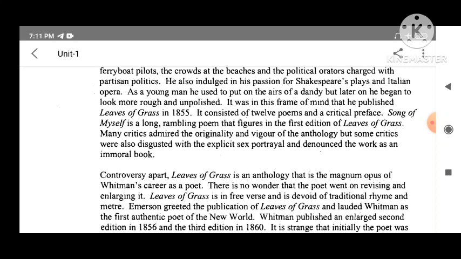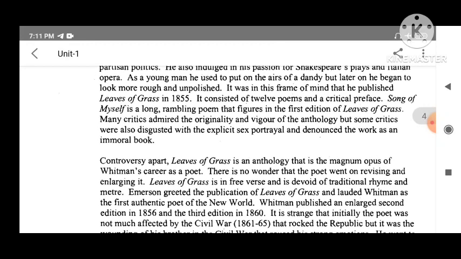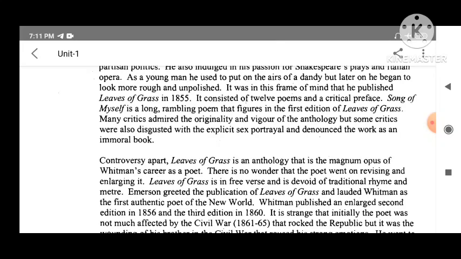As a young man, he used to put on the airs of a dandy, but later on he began to look more rough and unpolished. It was in this frame of mind that he published Leaves of Grass in 1855. It consisted of 12 poems and a critical preface. Song of Myself is a long, rambling poem that figures in the first edition of Leaves of Grass.